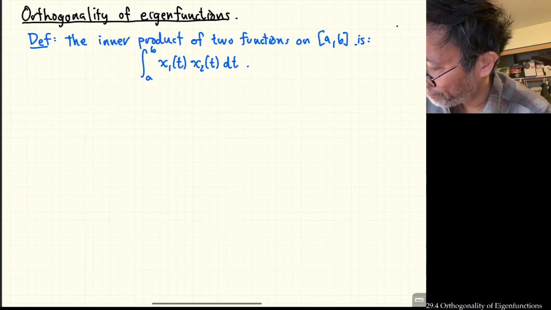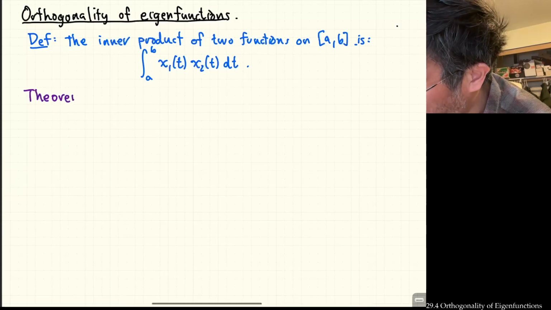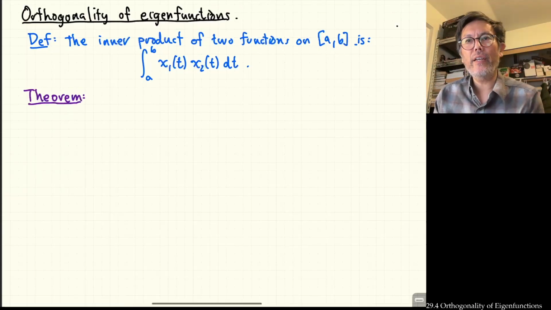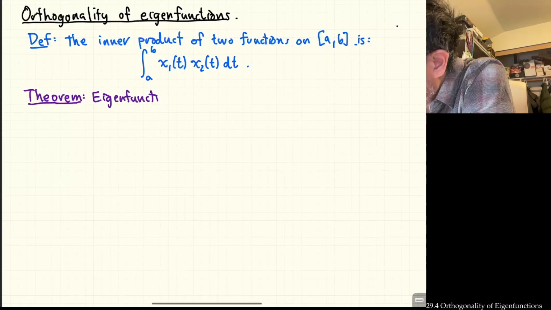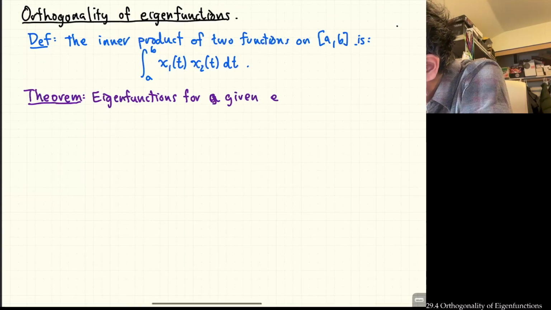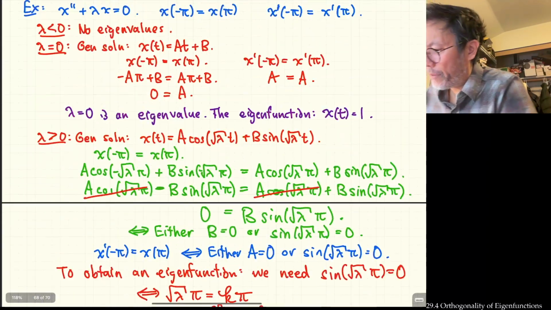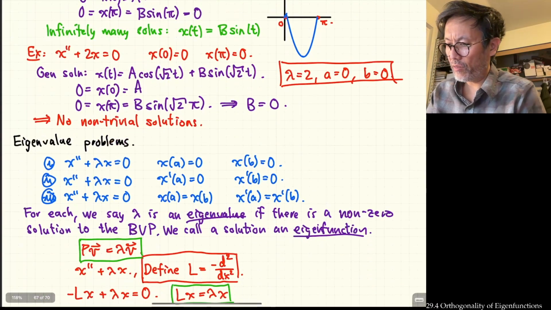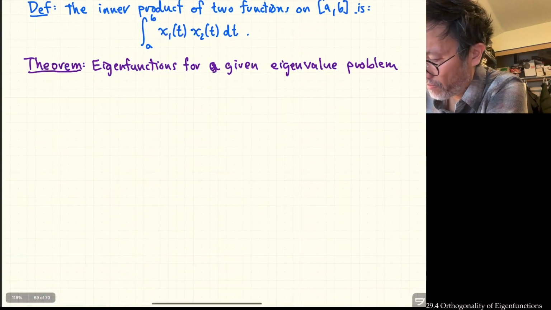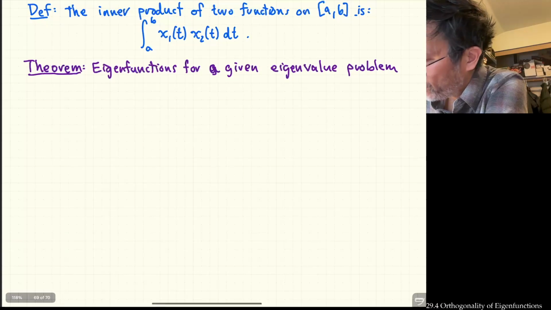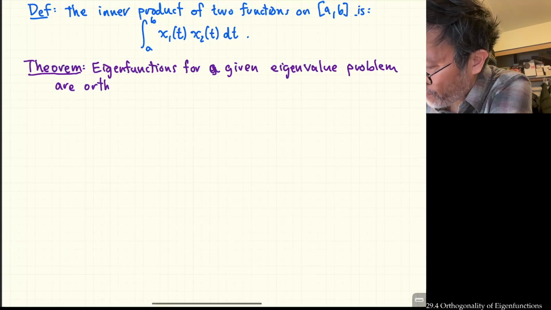And the theorem that I won't prove, because I want to keep this short and sweet, is that eigenfunctions for a given eigenvalue problem of type 1, 2, or 3, where by type 1, 2, and 3, I mean these three types, are orthogonal if they have different eigenvalues.